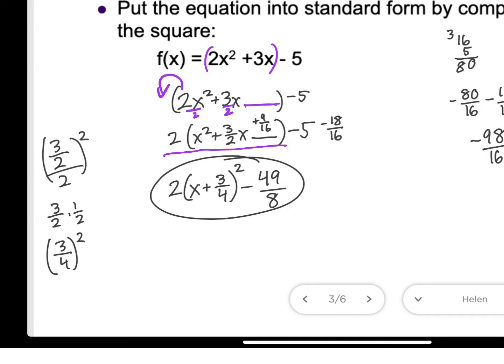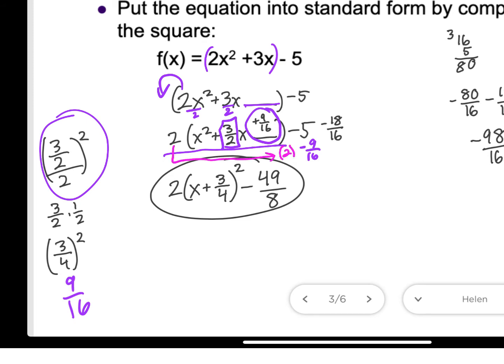Then I have to take the 3 halves. I have to divide it by 2 and square it. 3 halves divided by 2 is the same thing as multiplying by one half. So I'd get 3/4, and 3/4 squared is 9/16. 9/16 is what you want to add inside the parentheses. And normally I would be subtracting 9/16 from outside the parentheses. But you have to multiply by 2 first. So 2 times negative 9/16 simplifies to negative 9/8.